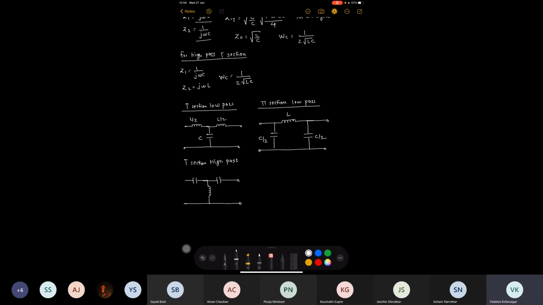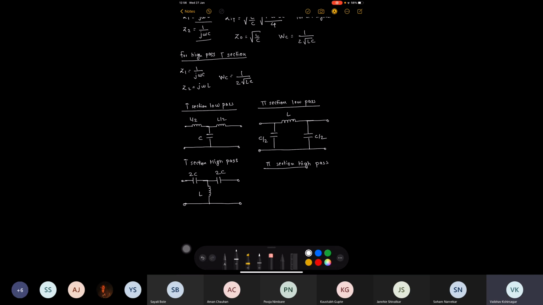So what we did here is replace the positions of inductors and capacitors, vice versa. Okay, and the value of capacitance is 2C, this is also 2C, and this is L. So this is a T section high pass filter. And similarly for the pi section, I will write over here, pi section high pass.